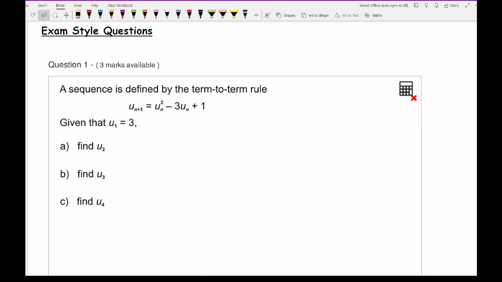Now note that this question is non-calculator, so these do appear on a non-calculator paper. So it says the sequence is defined by the term-to-term rule of un plus 1 equals un squared minus 3un plus 1. And the question is asking me, when u1 equals 3, find out u2, u3 and u4. Now this formula, if I just write it out again, is un squared minus 3 lots of un plus 1. Make sure you do copy the formula out properly.